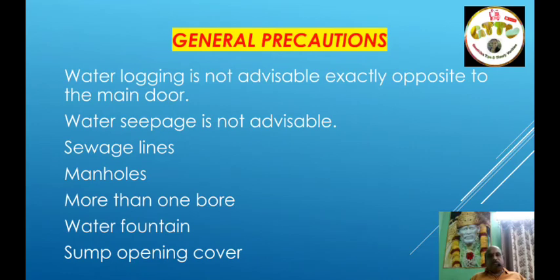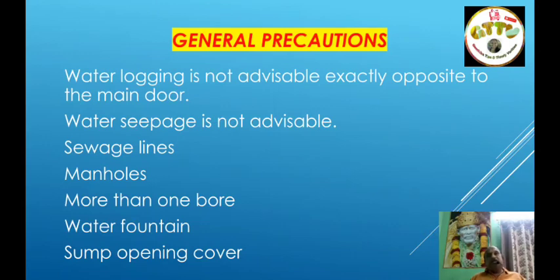General precautions. Water logging is not advisable exactly opposite the main door. Whenever the rain comes, water will log on the road, whatever the facing of the road, exactly opposite your main door or main gate. That should be restricted. You can learn the procedure for how to raise the level, so that water does not log or stand there. Water seepage is also not advisable within the building.